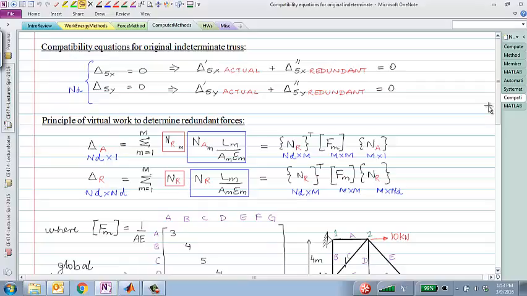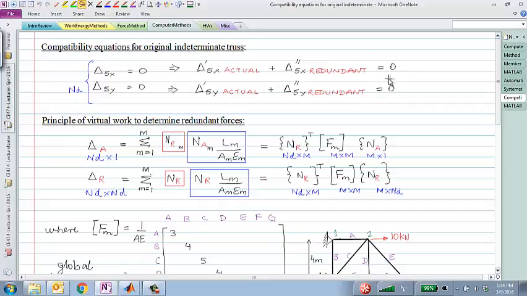So to calculate those displacements and then be able to use the compatibility equations, we have these two compatibility equations in this case. There are two redundants, 5x and 5y. We want the displacement at those two redundants to be 0. So we are saying that displacement at 5x due to the actual load plus displacement due to the redundant loads at 5x should be 0. And similarly, displacement at 5y due to actual loads and 5y due to redundant loads is 0.